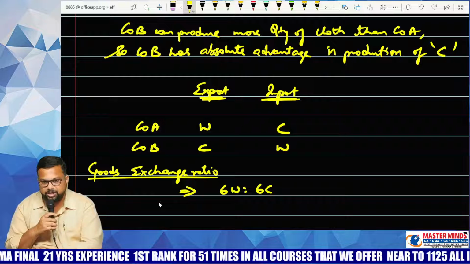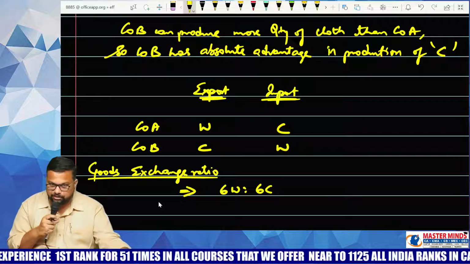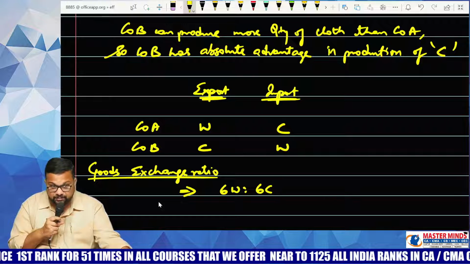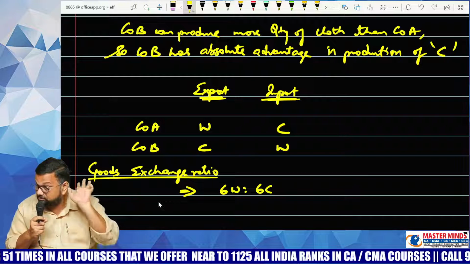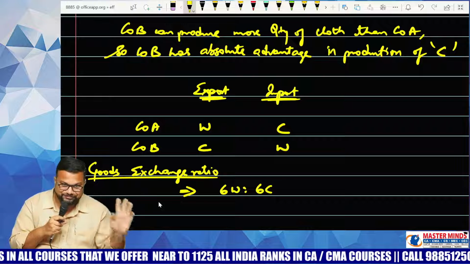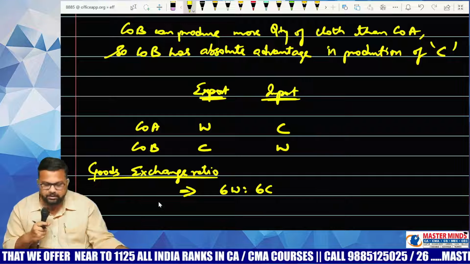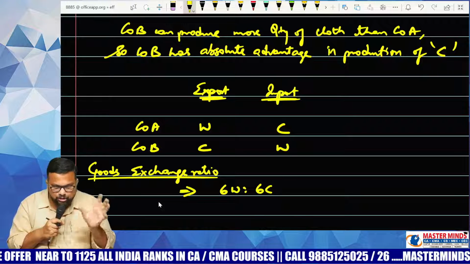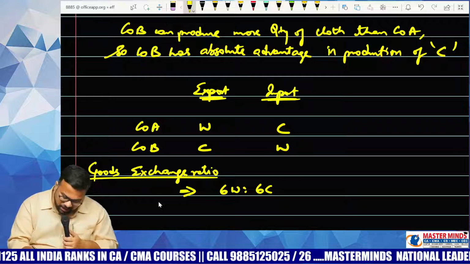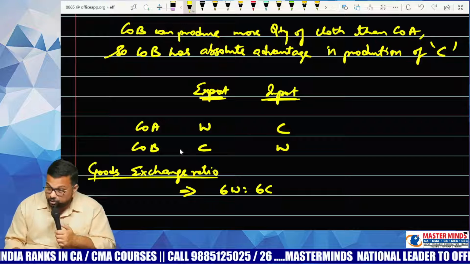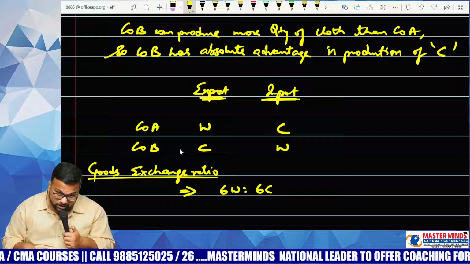That is an assumption taken by Adam Smith. According to him, 6W is equal to 6C. But if you look carefully, wheat and cloth are two different items and they are measured differently. Then how can we equate 6W equal to 6C? That you need to ask Adam Smith. That is the assumption he has taken, and that's why this theory has several drawbacks. But with the assumption that 6W is equal to 6C, country A will export 6W and import 6C. In the same way, country B will export 6C and import 6W.